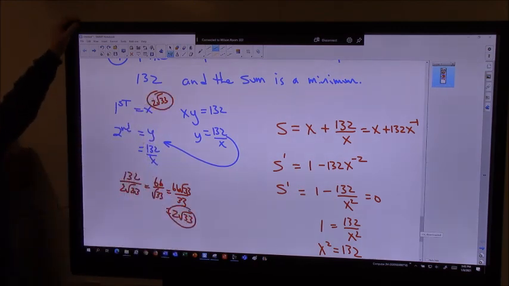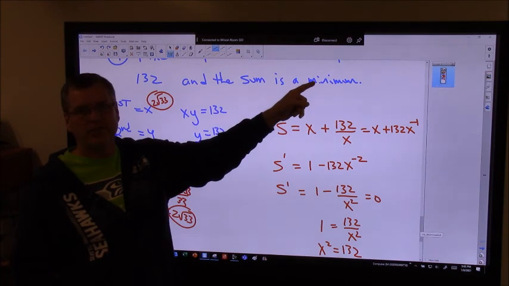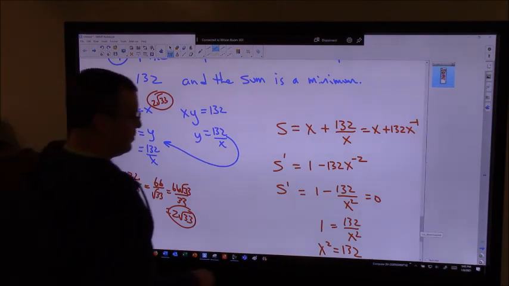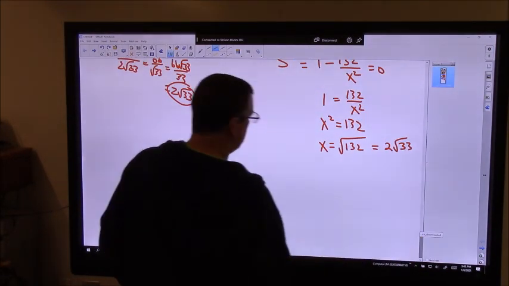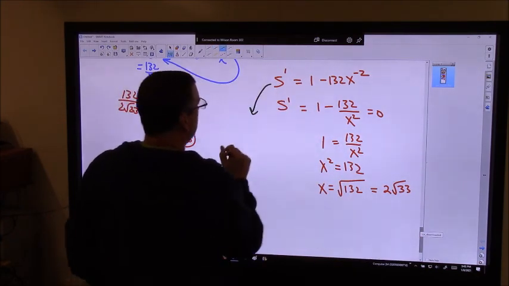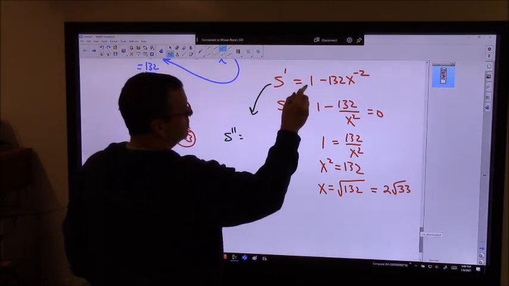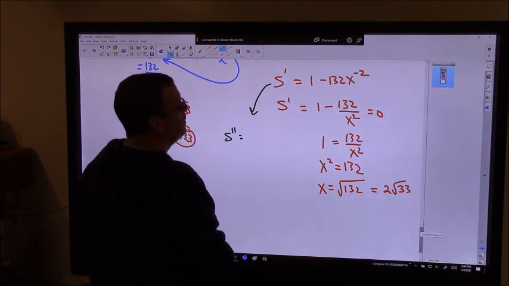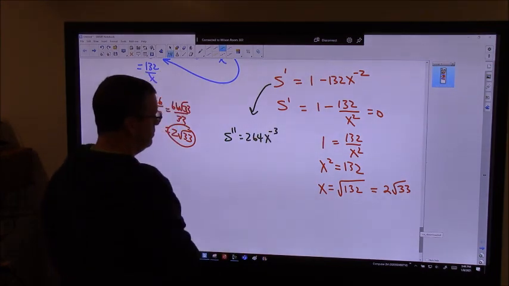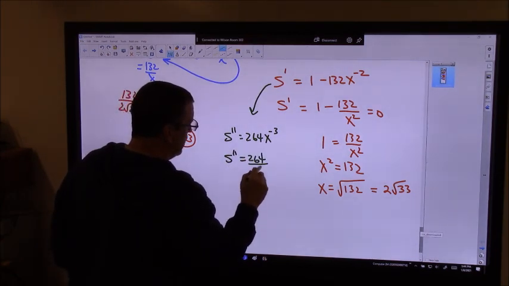Oh, the same number. Now I haven't verified that this is a minimum yet, right? Remember, I've got to do that. For all I know, I just found the number that would maximize the sum. So I just need to run my second derivative test real quick. So let's see, I'm going to go back to this right here and say s double prime. Derivative, that's going to be 1 or 0. When I multiply here, I'm going to get a positive 264 times x to the negative third. And so s double prime equals 264 over x cubed.